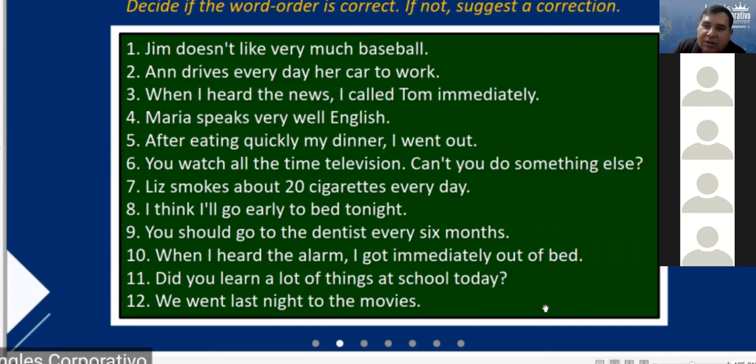So, what do you think could be the problem? Time expressions always go at the end of the sentence, unless you put them at the beginning and you place a comma. Today, we're going to talk about today. So, time expressions go at the end of the sentence. Okay? So, that's all I can tell you, because if not, I give you the answer. Okay.